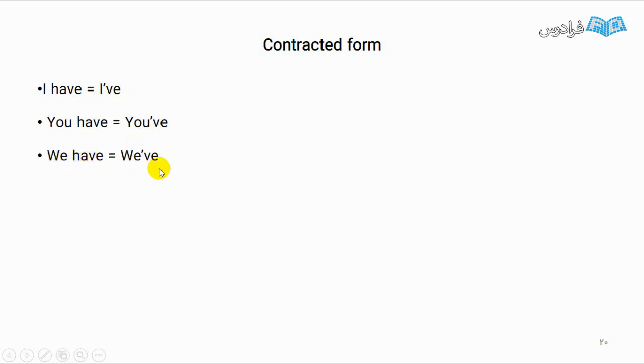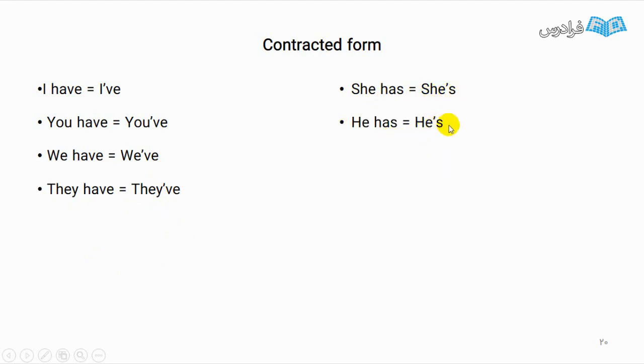We have, we've. They have, they've. She has, she's. He has, he's. It has, it's. Maybe you think that, okay, it is really confusing because the contracted form of she is is too. It is true about he's and it's, but be careful.